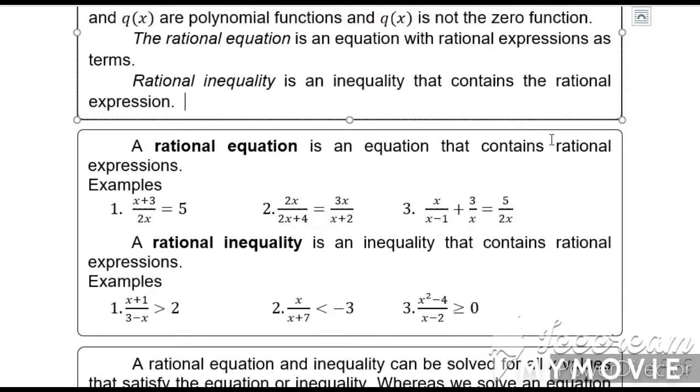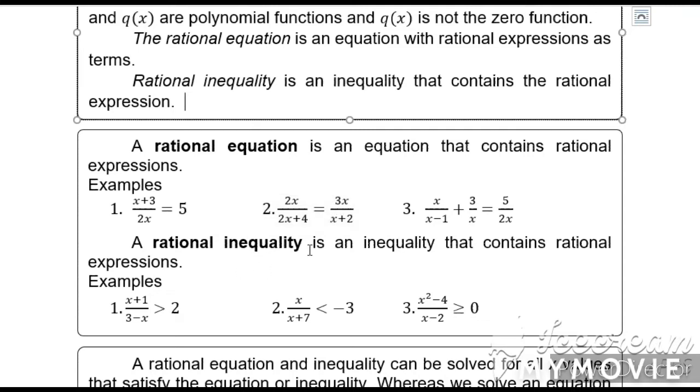So a rational equation is an equation that contains rational expressions. You can have x plus 3 over 2x equals 5. So take note of the symbol equals. That is from the word equation. It has the symbol equals. So 2x over 2x plus 4 equals.